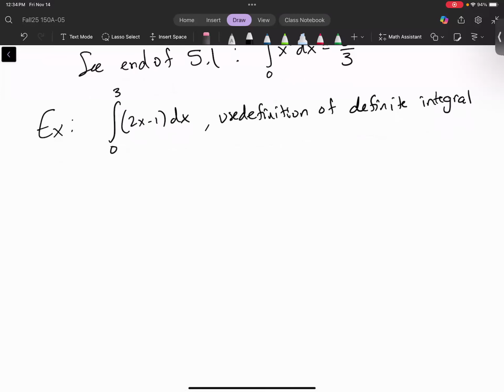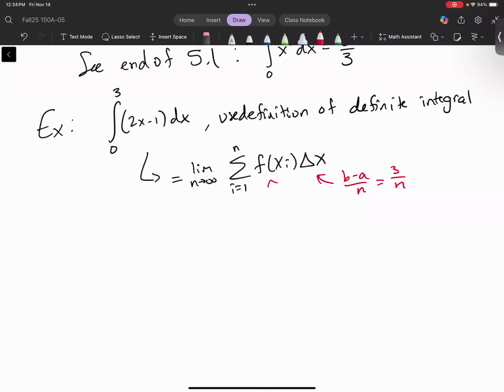So remember, this integral, using the limit definition, is the limit as n goes to infinity of the sum i equals 1 to n, and then we need f of xi times delta x. Okay, so let's look at the parts of this. Delta x is b minus a over n. So in our case, that's 3 over n.